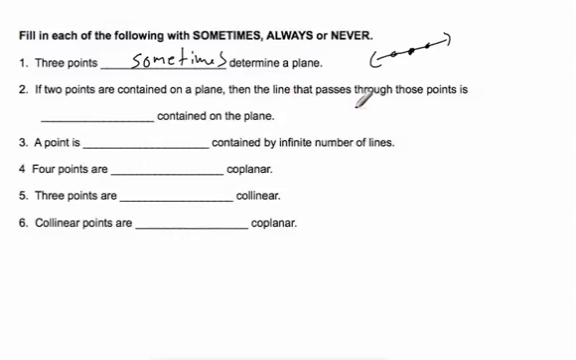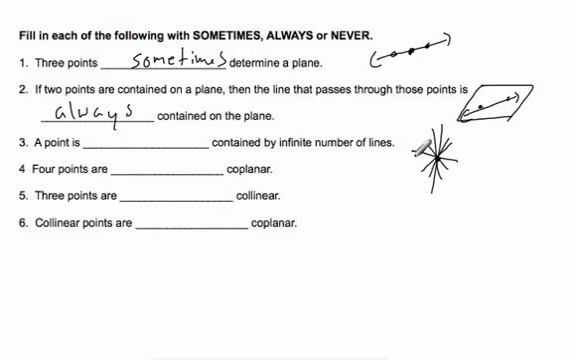If 2 points are contained on a plane, then the line that passes through those points is blank contained on the plane. If 2 points are contained on a plane, we'll represent a plane here, and 2 points, then the line that passes through those 2 points is always contained on the plane. A point is blank contained by an infinite number of lines. A point is always contained by an infinite number of lines. I can draw any number of lines through any point. It is always contained by an infinite number of lines.